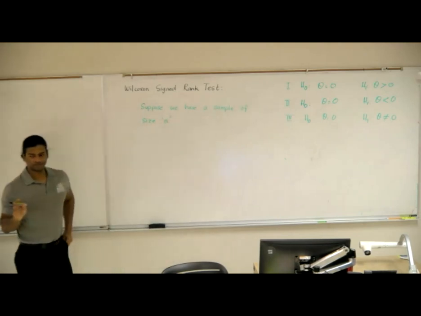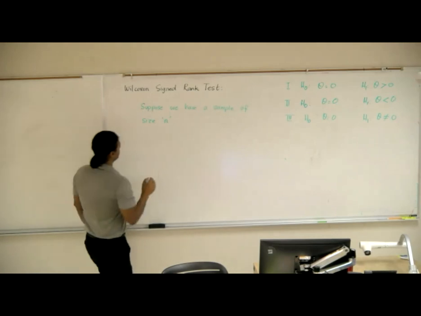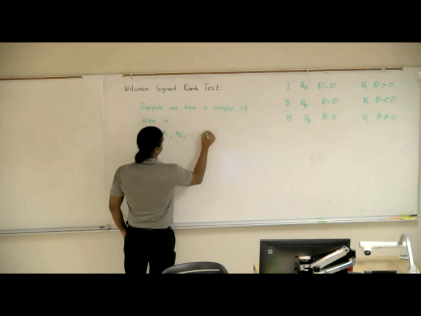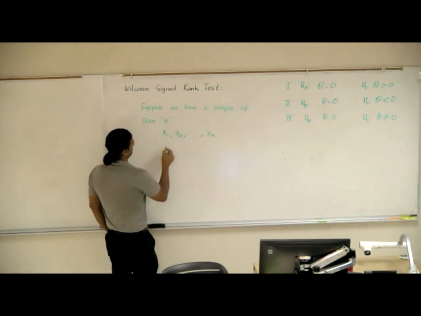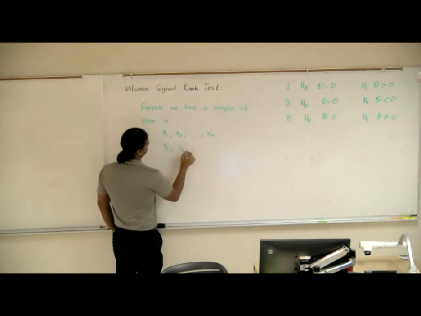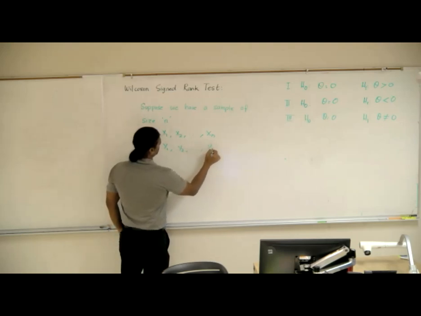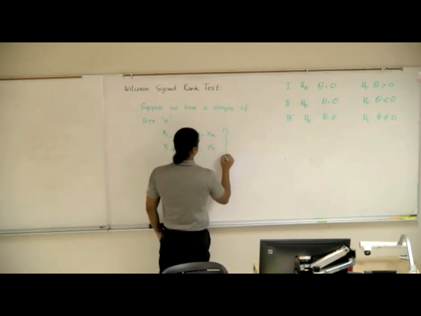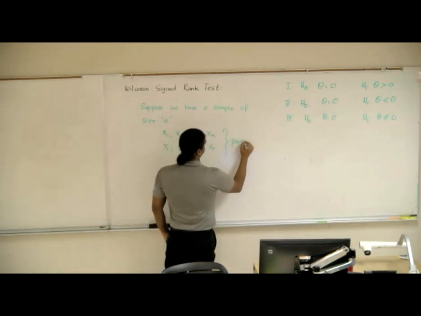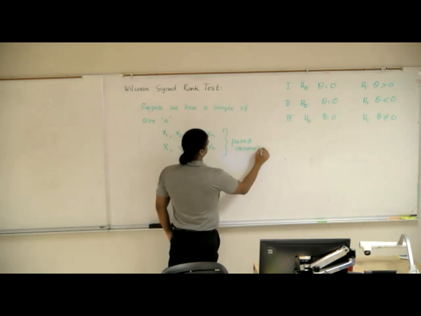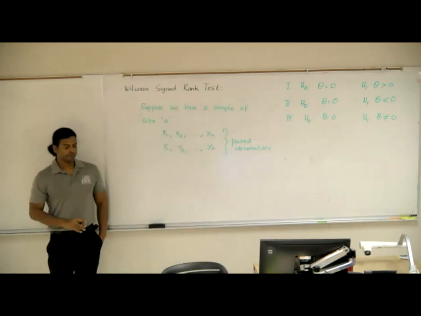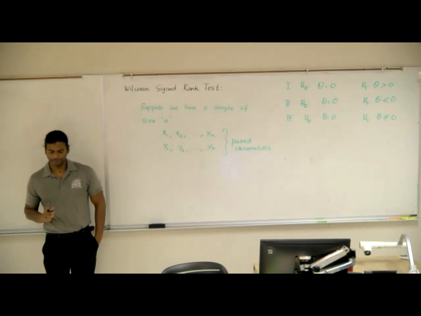So n observations. So I have x1, x2, ..., xn, y1, y2, ..., yn. They are paired observations, they occur in pairs. And now I want to find the difference.